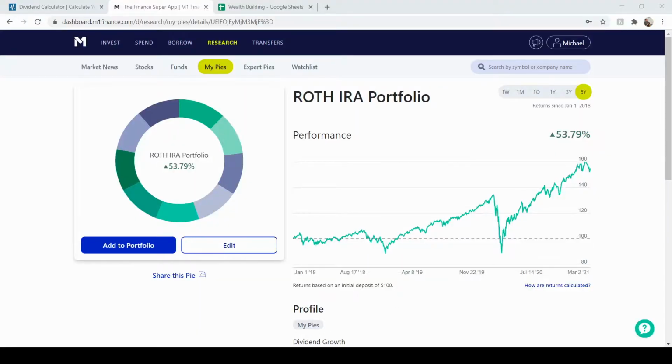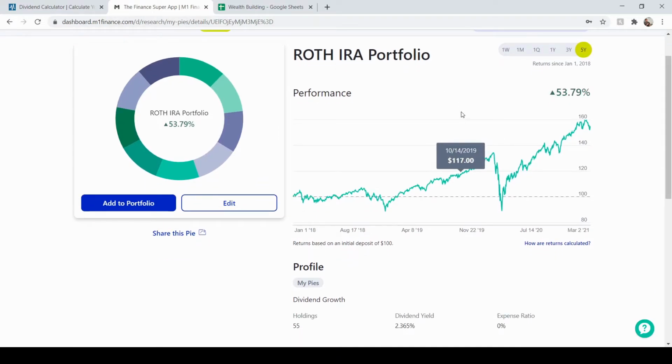Now, we're going to switch over to my portfolio. In my portfolio, I have my dividend growth investment strategy in my Roth IRA. If you look at this portfolio, my yearly return is 53% over 5 years, which comes out to about 10% every single year.